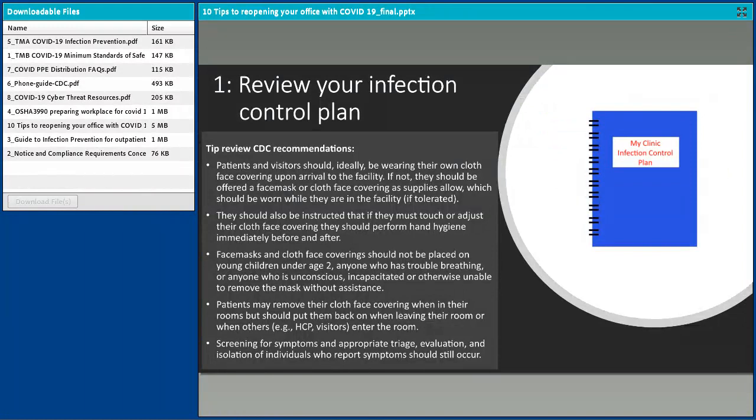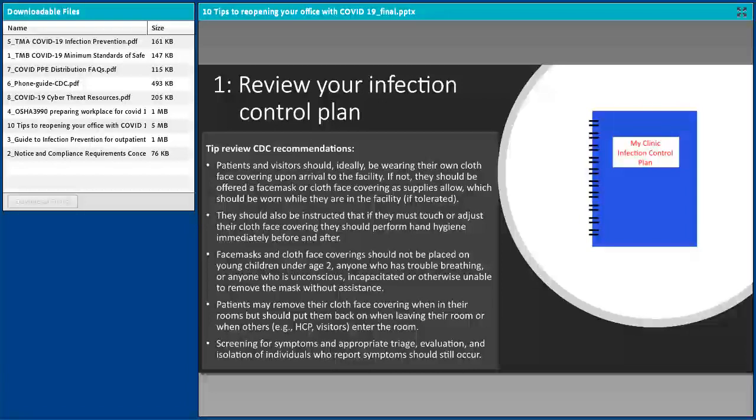So the first thing, as you're getting back into your practice, taking into account the rule put forth by the TMB, is to review your infection control plan. We've put some tips here for you that the CDC recommends as you are planning to reopen.